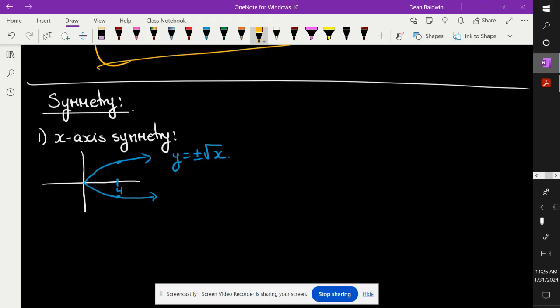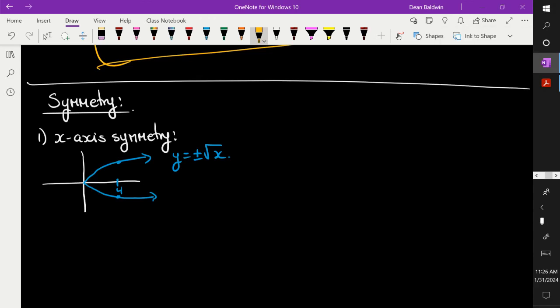There are three types of symmetry that we're going to worry about. There's x-axis symmetry, which is basically a reflection across the x-axis. It's like a mirror reflection. If I reflect across the x-axis, it's a mirror image.